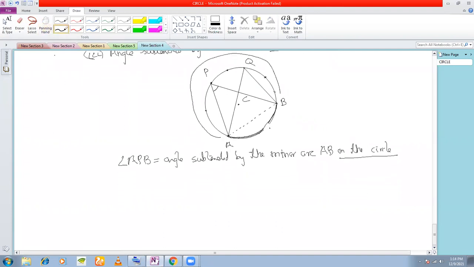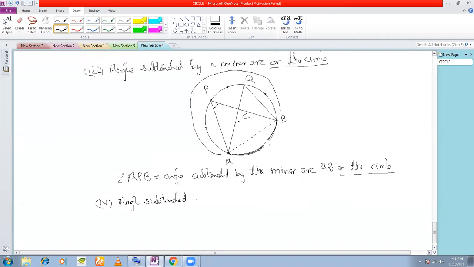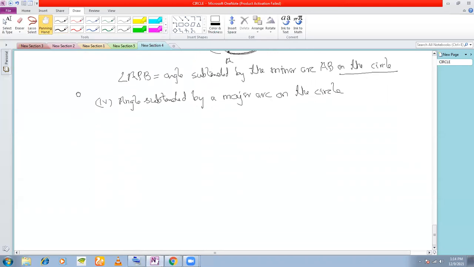Number 4. Angle subtended by a major arc on the circle. What is the angle subtended by a major arc on the circle? Again, please be very clear and please do not confuse the angle subtended by a major arc and the angle subtended by a minor arc. Let's say I have 2 points A and B.